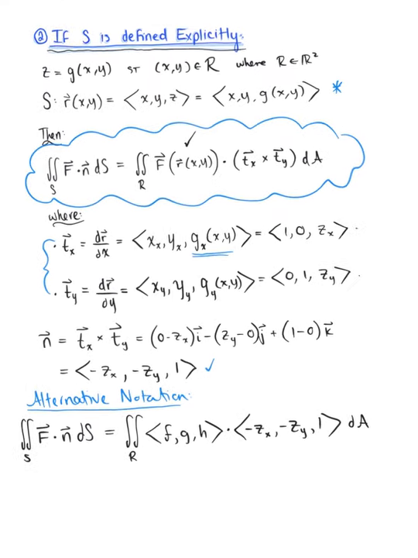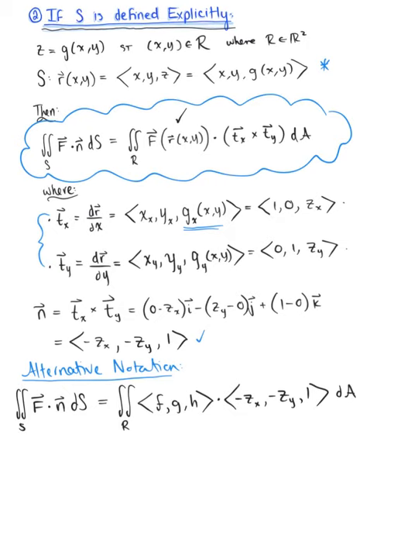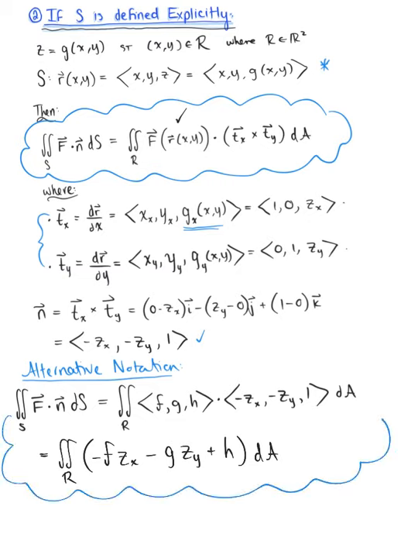And so we can even expand this one step further, computing the dot product here. This leaves us with that double integral over that region R in the plane of minus f multiplied by the partial derivative of z with respect to x, minus g multiplied by the partial derivative of z with respect to y, plus h, dA. And so this is the form that we're going to use most often in computation.